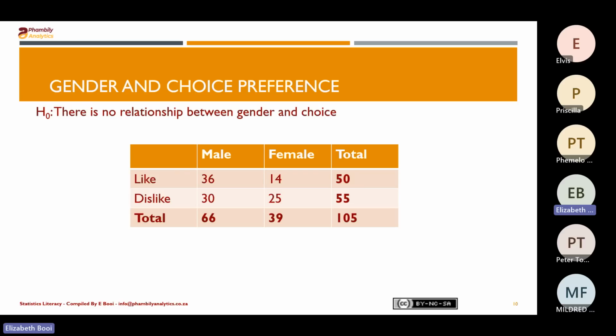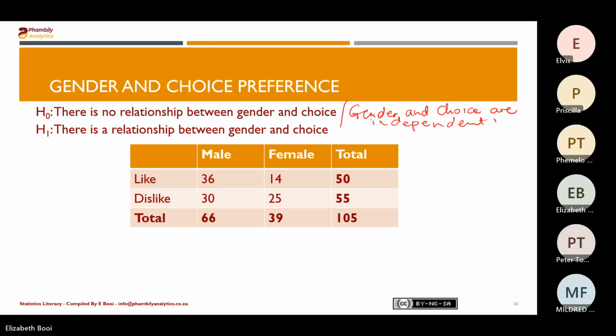The null hypothesis states there is no relationship between gender and choice. So in terms of your STA 1610 or 1501 or 1510, you will say gender and choice are independent. So your statement will say gender and choice are independent.